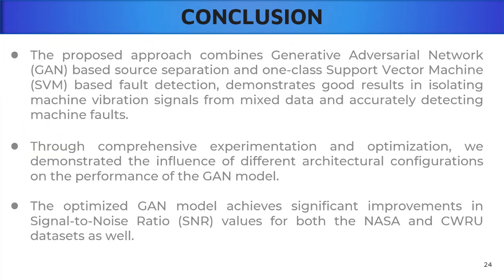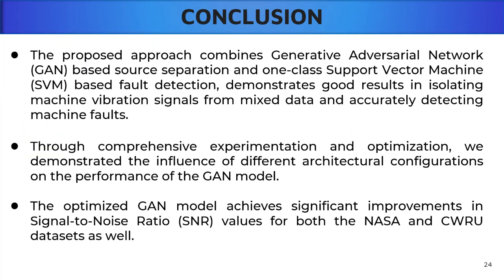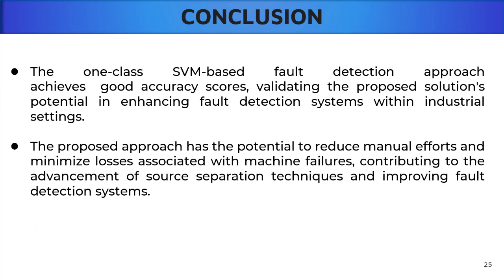Conclusion. The optimized GAN model improves signal-to-noise ratio values for both NASA and CWRU datasets, highlighting the influence of architectural configurations on performance. The proposed approach combines GAN source separation and SVM fault detection, achieving good results in isolating machine vibration signals and accurately detecting faults.